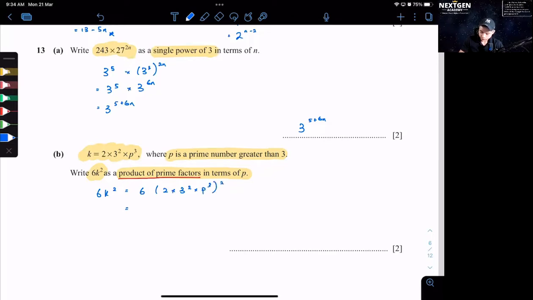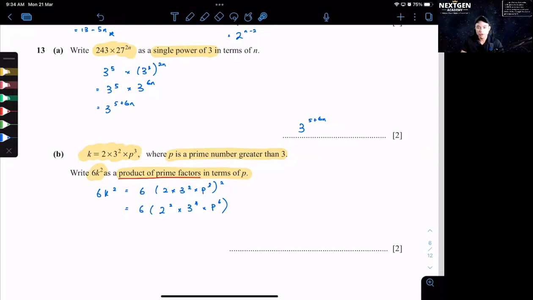Let's expand the bracket first. Don't go and change the values because we want to leave it as a prime factor. So this will be 2 squared, 3 to the power of 4, and then p to the power of 6. Is that right? 2 squared, 3 to the 4, p to the 6. So this is not done yet because we want to change it to prime factor. Now you look here, 2, 3, and p. p we know is a prime number, also greater than 3.